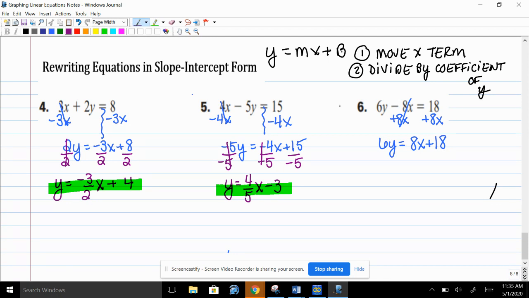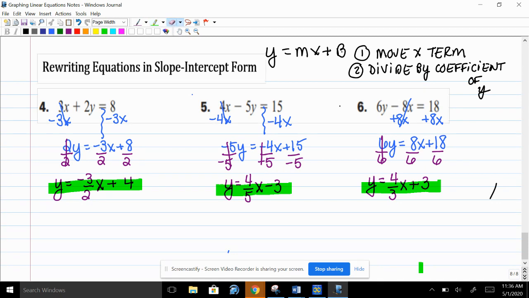And then this last one, number 6, I'm going to divide across the board by 6. The 6's will cancel. y equals, now I'm not going to leave that as an 8 over 6, because that could be reduced. If I divide the top and bottom by 2, that'll make that 4 over 3. We always reduce fractions when we can. 18 divided by 6 is 3. So now that is written in slope-intercept form. So now you have an idea how to rewrite these things. And then from there, it just depends on the question.